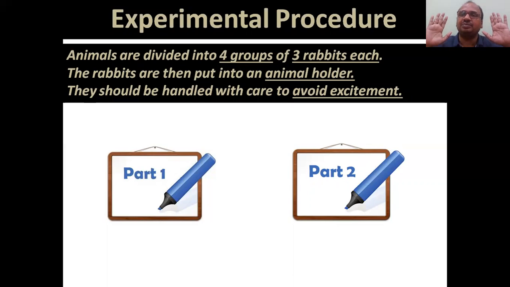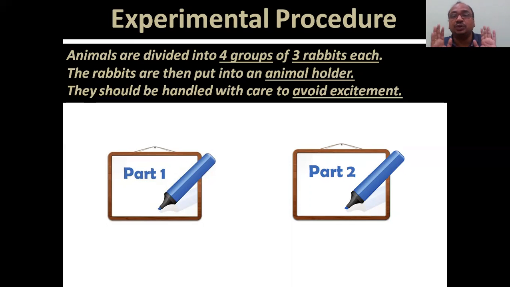Experimental procedure. When you come to the experimental procedure, there are 2 parts, part 1 and part 2. Both parts are mandatory. Animals are divided into 4 groups, 3 rabbits in each group. So 3 into 4, that is 12 rabbits you have to take, made into 4 groups with 3 rabbits in each group.